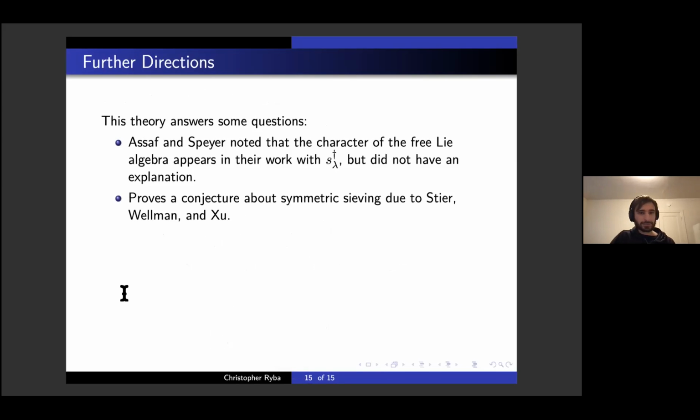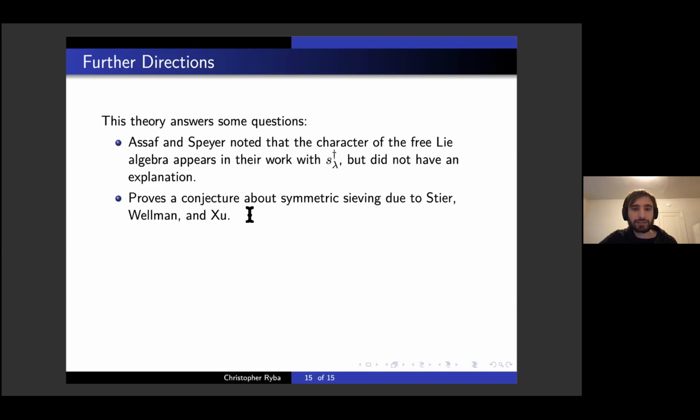And so I want to say a few things that you can do with this, and also a few things that remain to be done. So when Asaf and Speyer wrote down these expressions, they considered them sort of purely combinatorially. They didn't think about any complexes, but rather about symmetric functions. And they noted that in their calculations, the character of the free Lie algebra was appearing, but they didn't have an explanation for it. And this approach does give an explanation because we considered the Lie algebra cohomology of something very close to the Lie algebra.